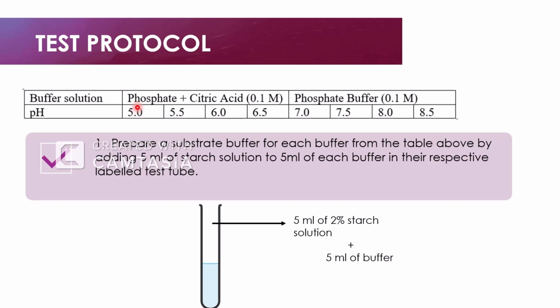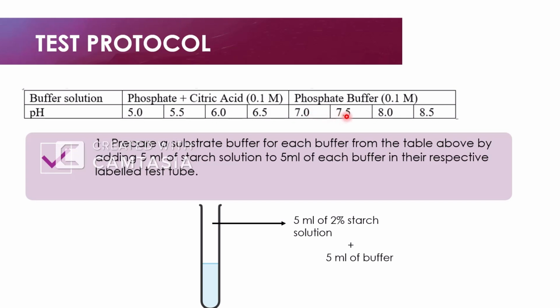For test tube 2, we have 5 ml of our 2% starch solution and 5 ml of our 0.1 molar phosphate citric acid buffer of pH 5.5. For test tube 3, we have 5 ml of the 2% starch solution with the buffer of pH 6.0. For test tube 4, we have 5 ml of our 2% starch solution with 0.1 molar phosphate citric acid buffer of pH 6.0. For test tube 5, we have 5 ml of our 2% starch solution plus 5 ml of our 0.1 molar phosphate buffer of pH 7.0.